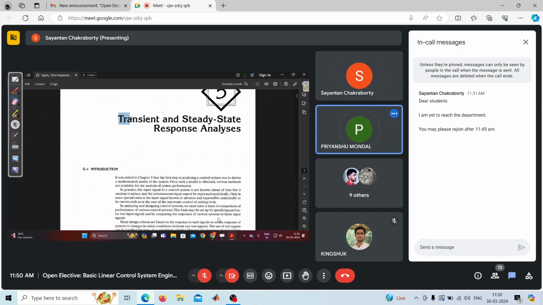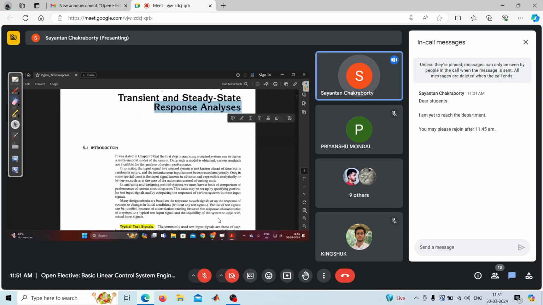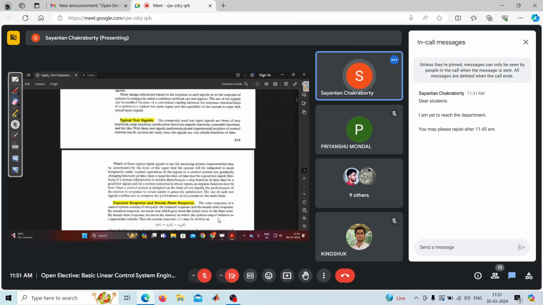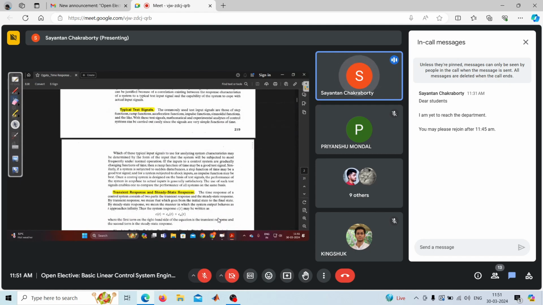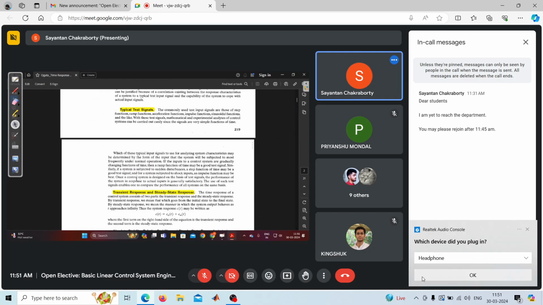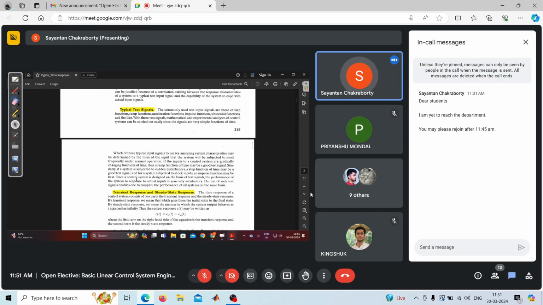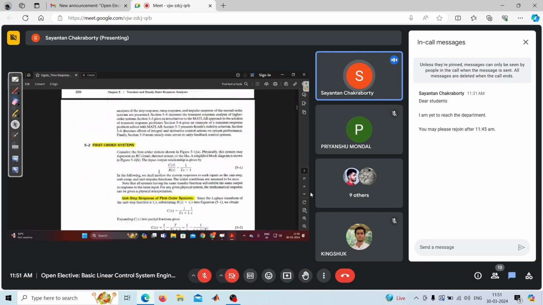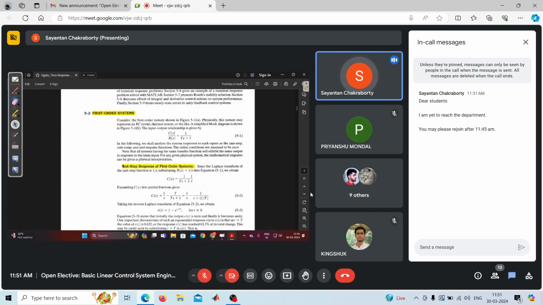Yes, sir. We were discussing transient response analysis, and in this regard, we first identified a set of typical test signals and studied the transient response for a first order and second order system with respect to these typical test signals. And then for first order system, we studied the unit step response. And for first order, we also studied the steady state behavior of the response.